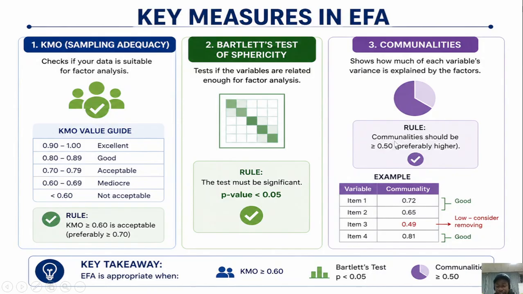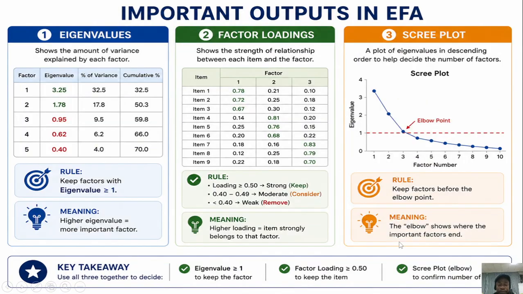And then the communalities: the communality value should be 0.5 and above. So then we pick the communality value. If the value is less than 0.5, we consider removing it. That means it does not fit well into that particular group.